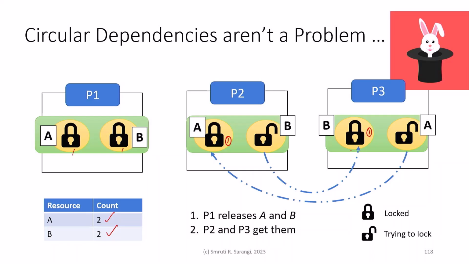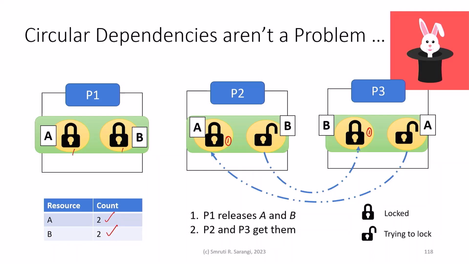Instead, let us assume it is waiting on P3. Alright, and then you assume that P3 desires 1 instance of A, where it is waiting on P2. So in this case, it is true that there is a circular dependency, but this will not lead to a deadlock.